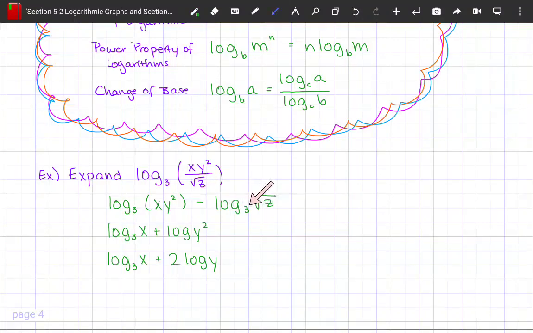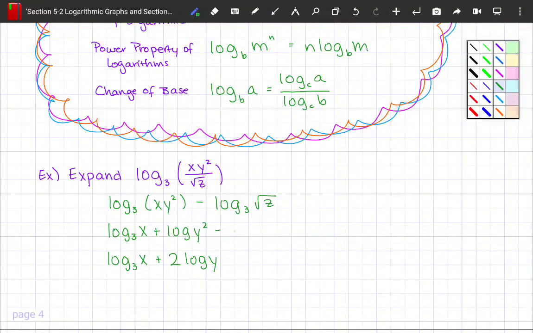Now let's look at this term. Remember, radicals are exponents, and that's going to be important with our logs. We can think of that as z to the power of 1/2, and now that is a power that we can pull out, and then there's our final answer right there.